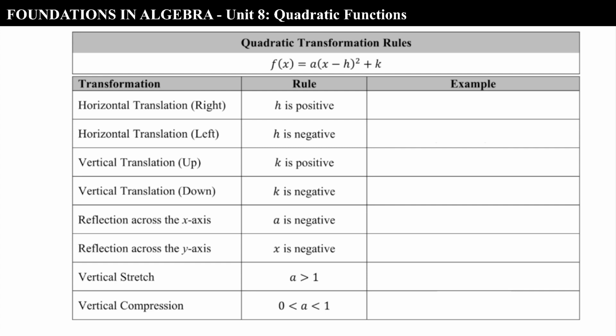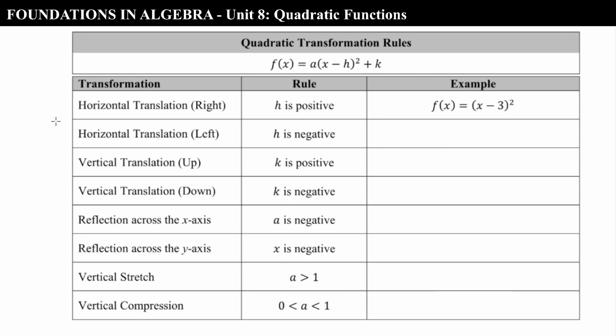An example of these is if h is positive, you'll have something like x minus 3 quantity squared. The 3 itself is positive. I know there's a minus sign in front of it, but if you look back at the form, it has a minus sign in it. So the 3 that follows that minus sign is positive in itself.